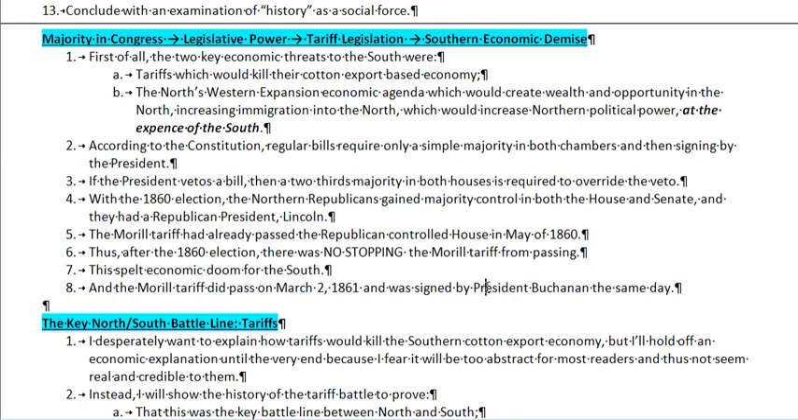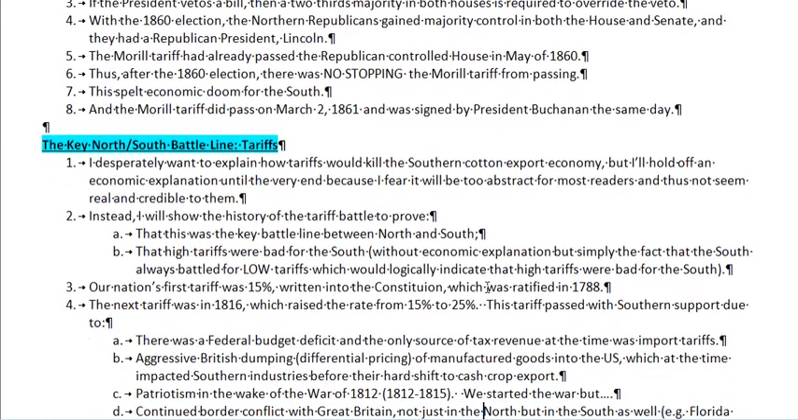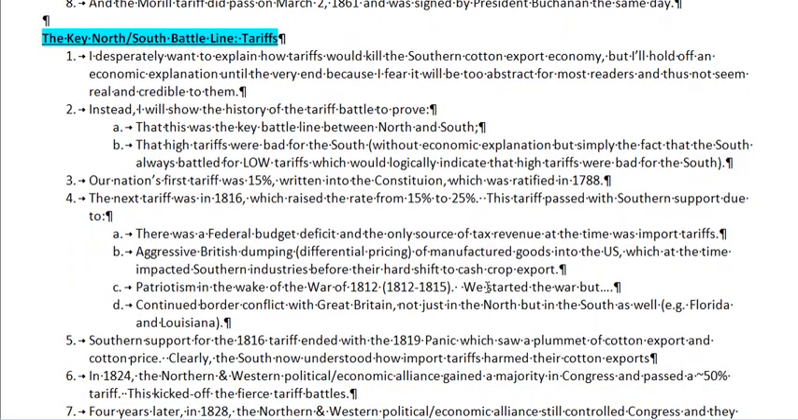Okay, so now let's get to the key battle lines here. The key battle line was tariffs, and I'll show the historical development of this. I start here saying I desperately want to explain how tariffs would kill the Southern cotton export economy, but I'll hold off on the economic explanation until the very end because I fear that may be too abstract for most readers and thus not seem real and credible to them.